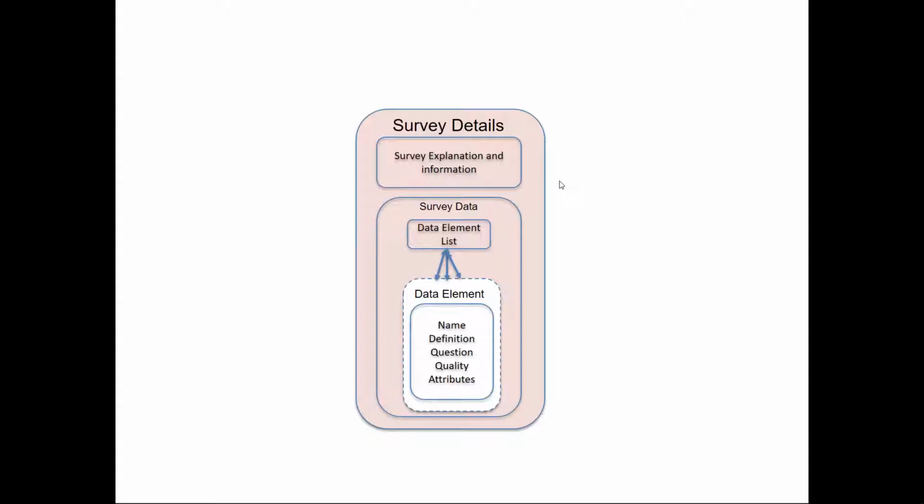So this is what this object looks like in our diagram. You have the survey details, the survey explanation information, and then the survey data, and that includes a data element list. And for each one of those, you have this field level information about those attributes.